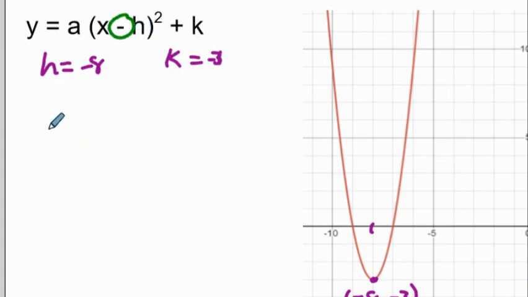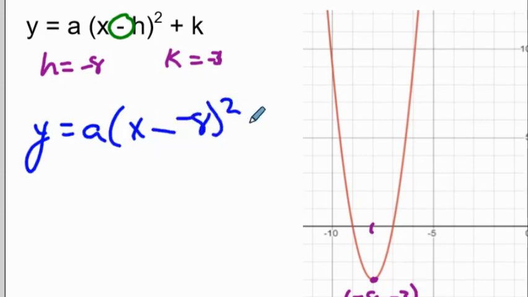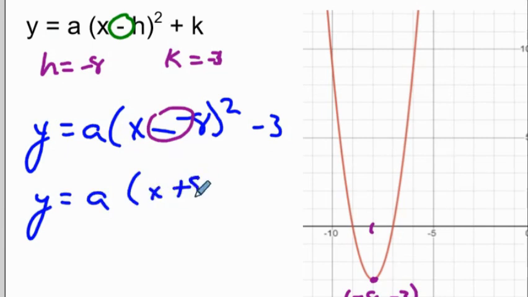Now, once again, be super careful of the negative sign here. What we're going to end up with is, I'll do this one in blue, y equals a times (x minus -8) squared, take away 3. So I've got subtract as part of the function, and I have a -8. So when I put that together, I'm going to have y equals a times (x plus 8) squared, take away 3. Now what I need to do is find a.